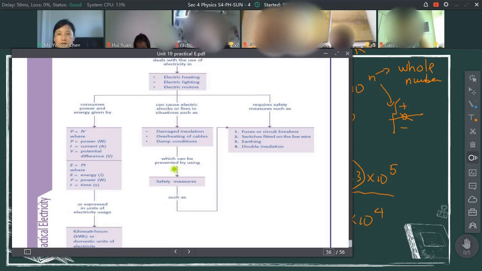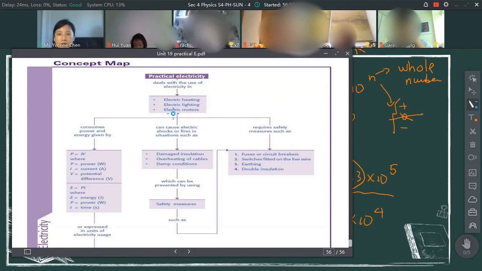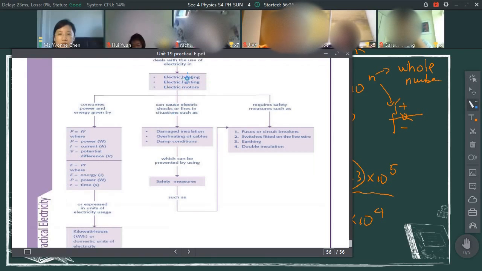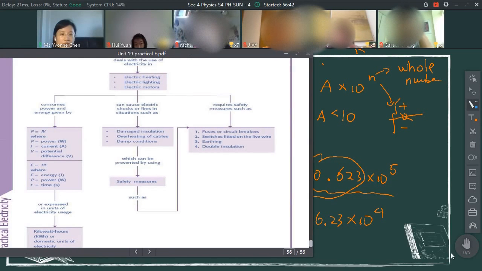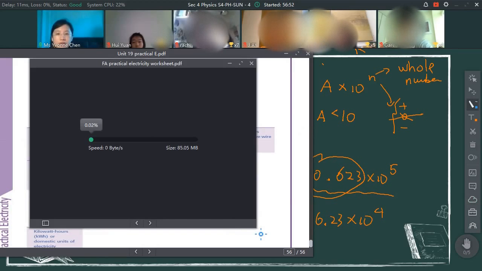So we can look at this as a summary: electric heating, electric lighting, electric motors. Now you can take out your worksheet. We can look at the worksheet now.